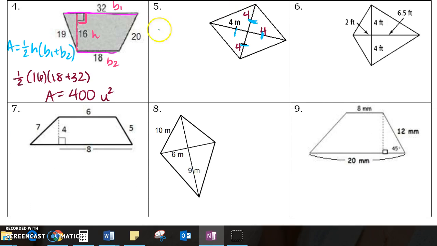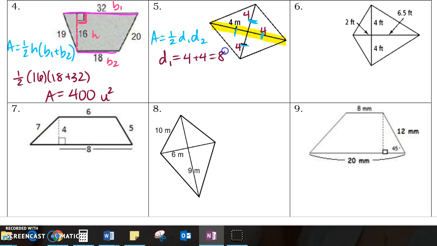So if we do that, that would be area is 1/2 times diagonal 1 times diagonal 2. So we have to figure out what is the length of diagonal 1. Well, again, it doesn't necessarily matter which one comes first, but if we call that one diagonal 1, we could add together 4 and 4 to get us 8. And diagonal 2, it happens to be the same thing if you add these two pieces together. So that gives us 8. So when we go to substitute it into our equation, 1/2 times 8 times 8, we should get 32 meters squared.